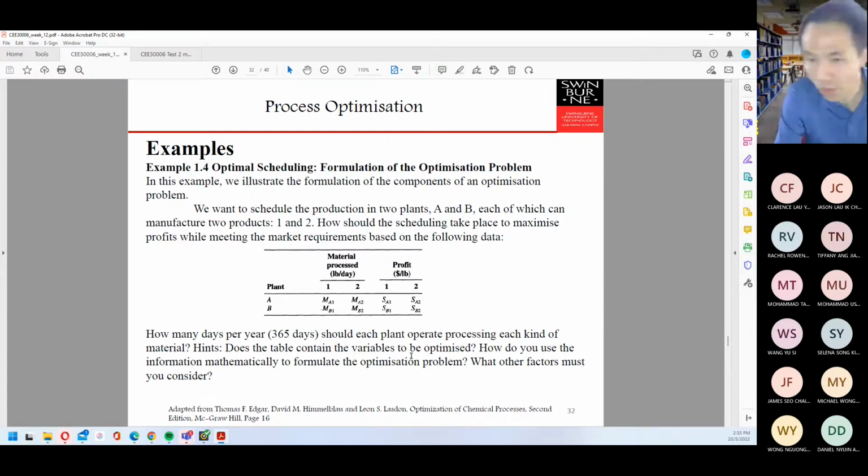Now, you want to solve the particular problem of how many days per year each plant should operate, processing each kind of material, in order to maximize profit, for example. So we are basically illustrating the problem of how to make a mathematical formulation of an optimization problem.